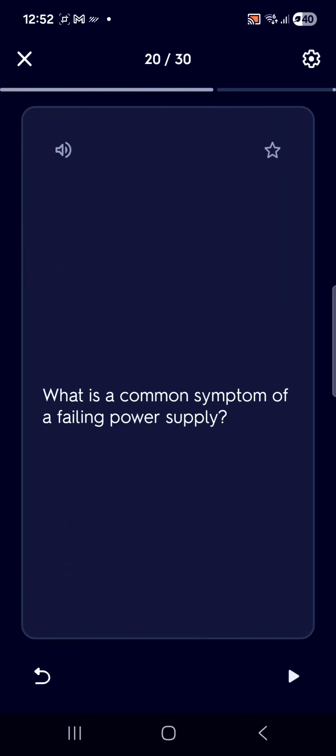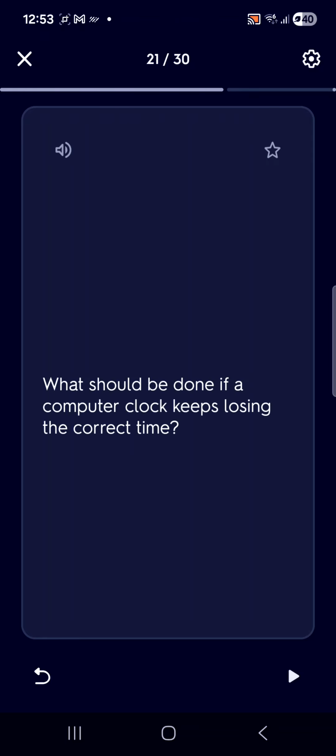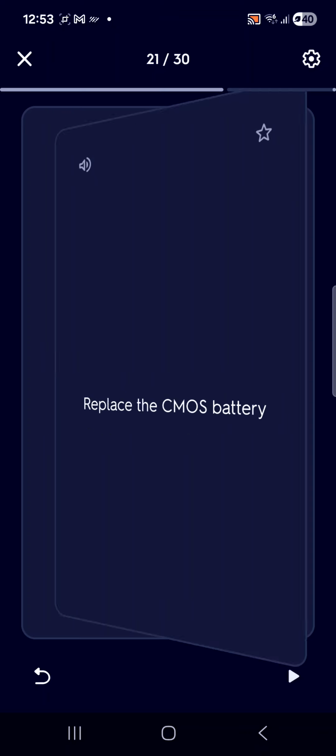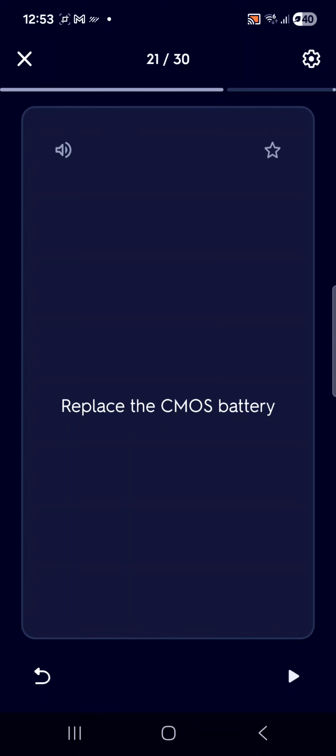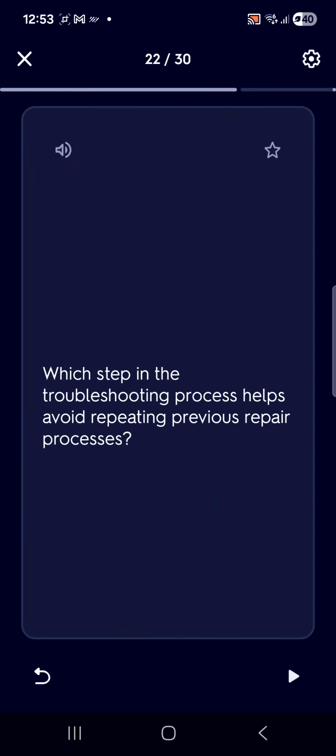What is the common symptom of a failing power supply? The computer sometimes does not turn on. What should be done if the computer clock is losing the correct time? Replace the CMOS battery. I was right.